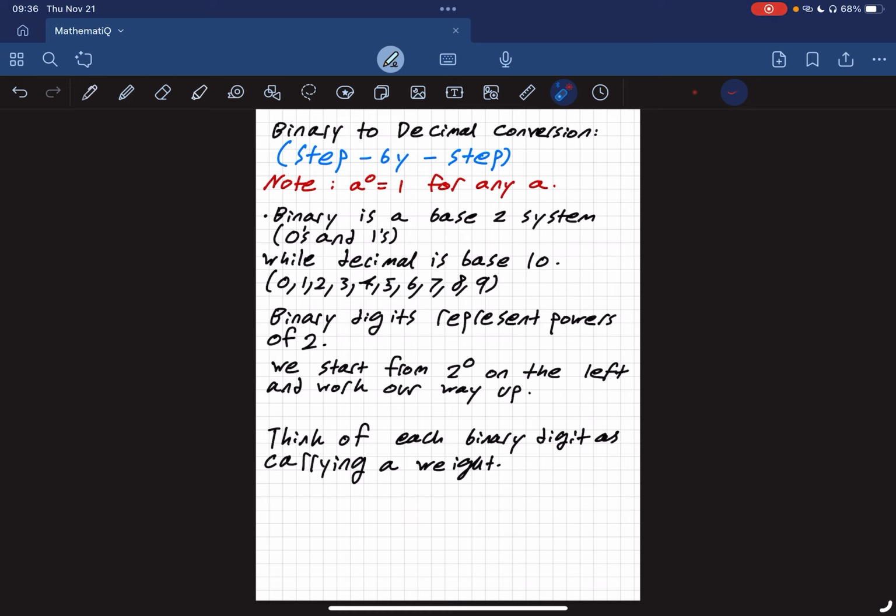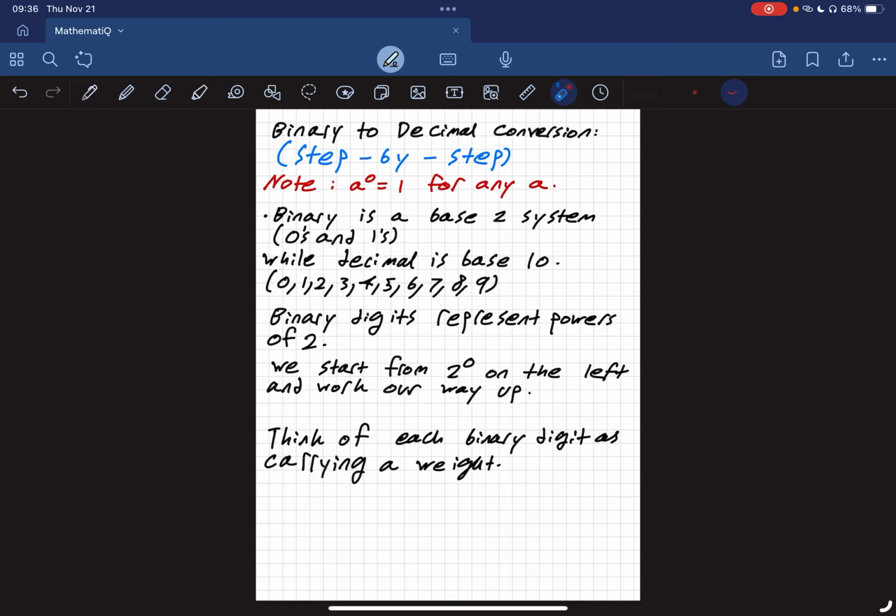So jumping in, we're going to say that binary is a base 2 system, which means that it is represented by zeros and ones. Meanwhile, the decimal system, which is what we are most familiar with, is represented by all the numbers reading up to 10. So it's 0, 1, 2, 3, 4, 5, 6, 7, 8, 9, right? All the way up to 10 without including 10. Same way the base 2 is 0 and 1 without including 2.